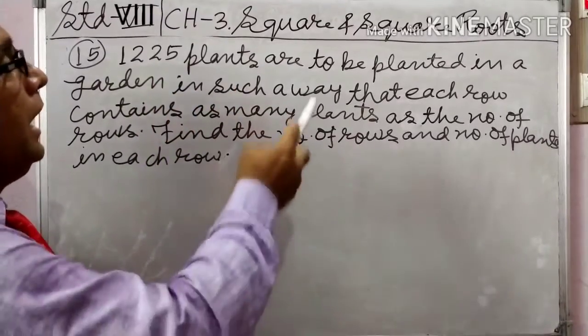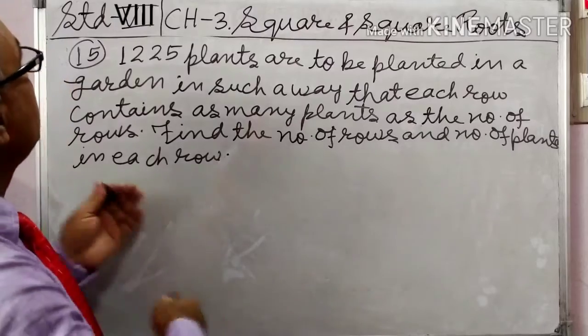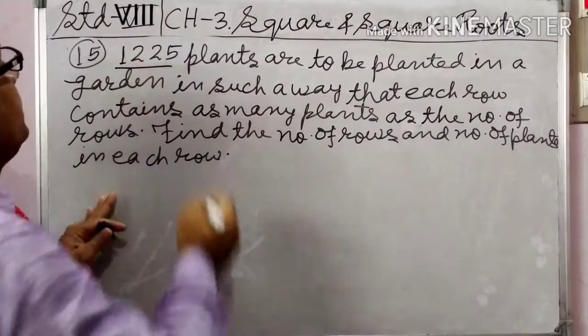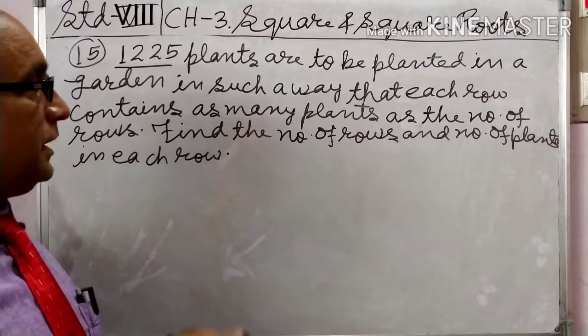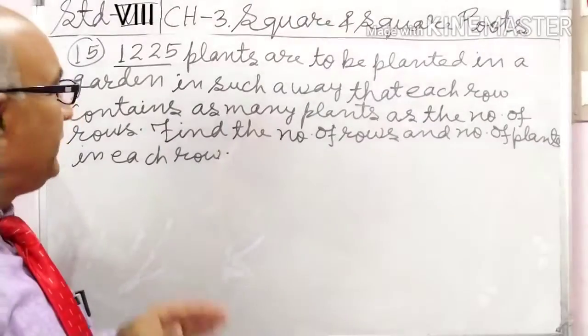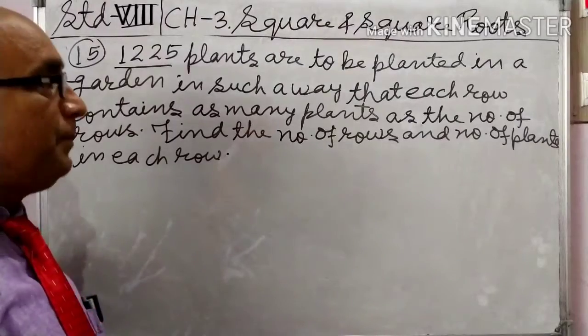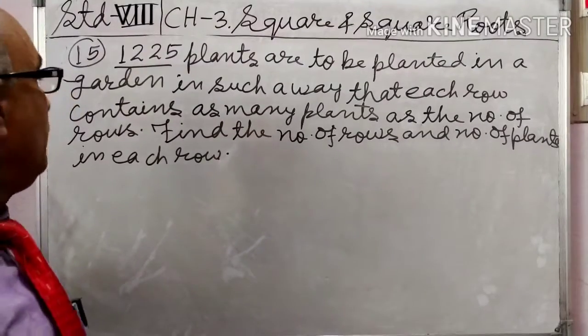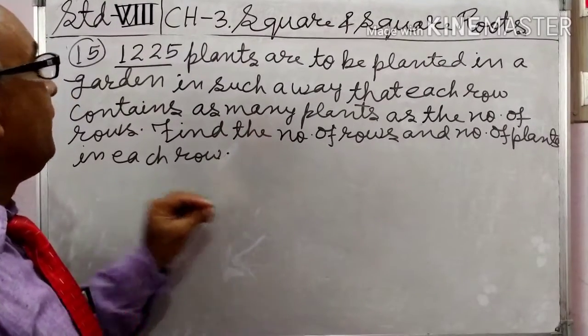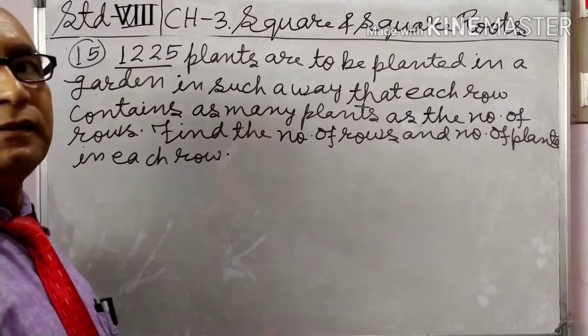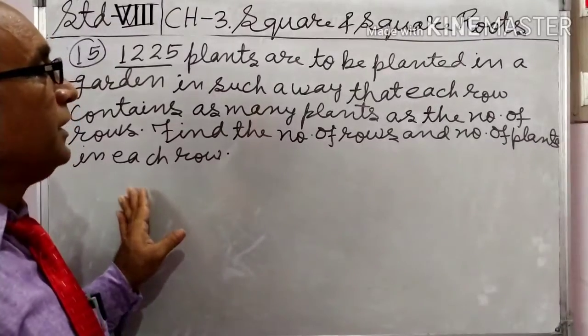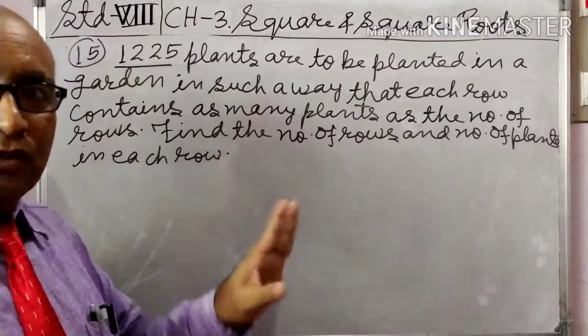Next question is question number 15. 1225 plants are to be planted in a garden in such a way that each row contains as many plants as the number of rows. Find the number of rows and number of plants. Here, the number of rows and number of plants both are the same.